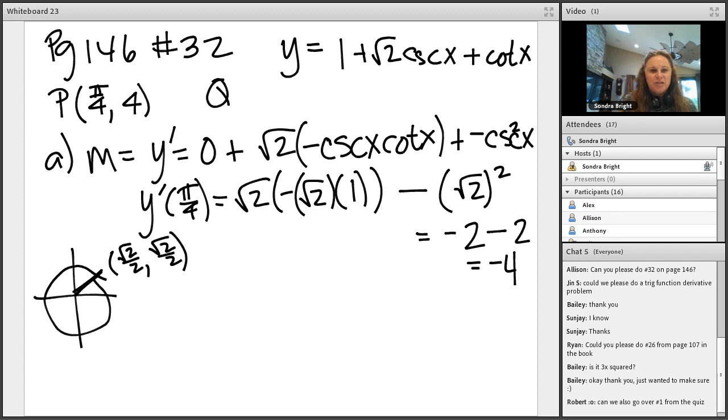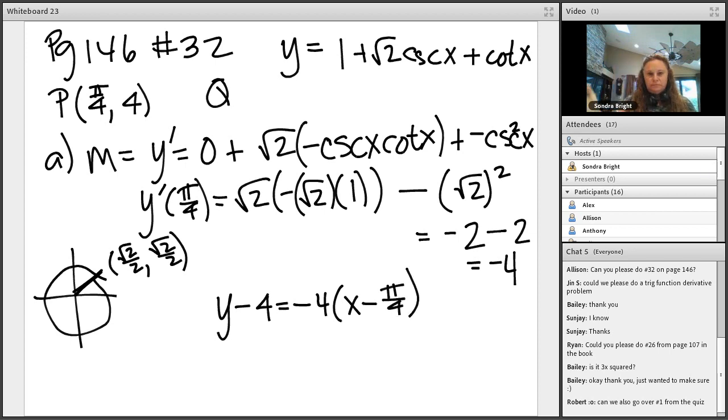Okay, so we got a slope of negative 4, and your point is pi over 4, comma 4. So y minus 4 equals m times x minus x1. All right, so then that gives you a negative 4x, and then a plus negative 4 times negative pi over 4 would just be a pi.